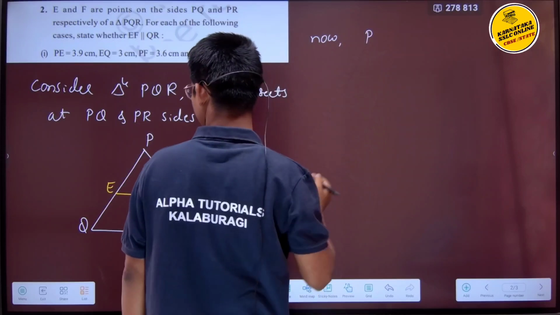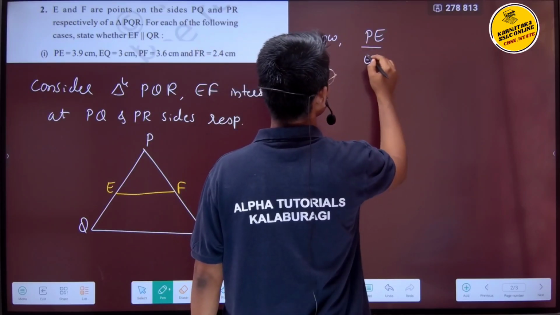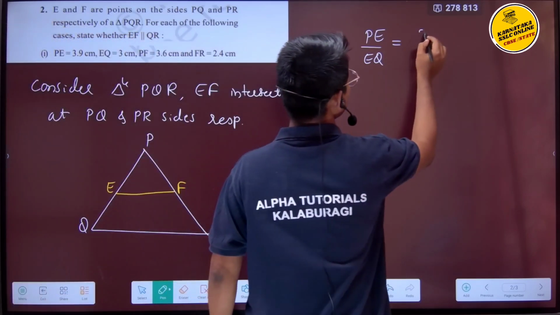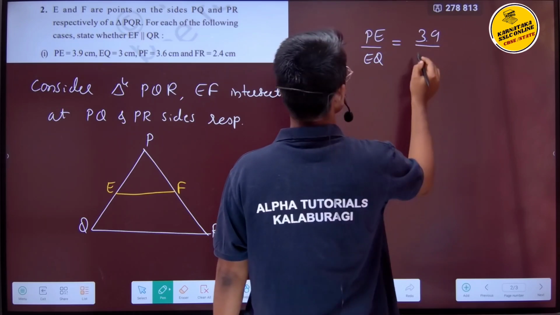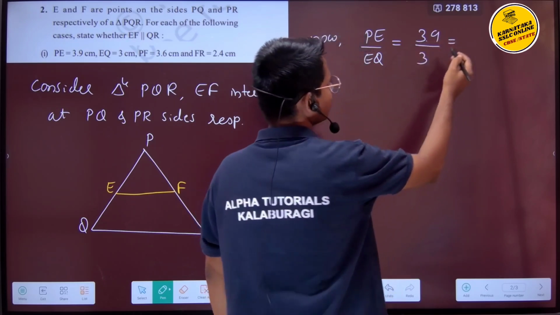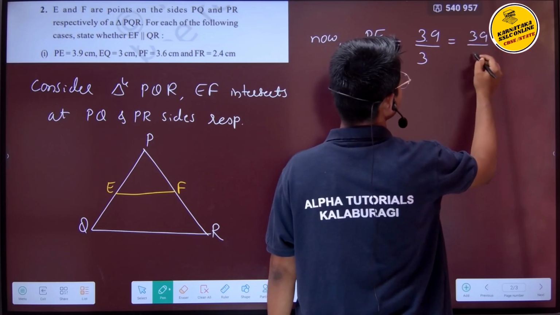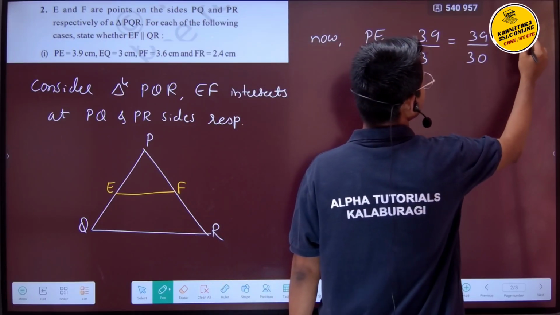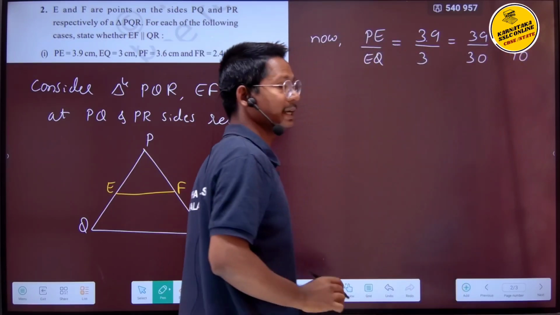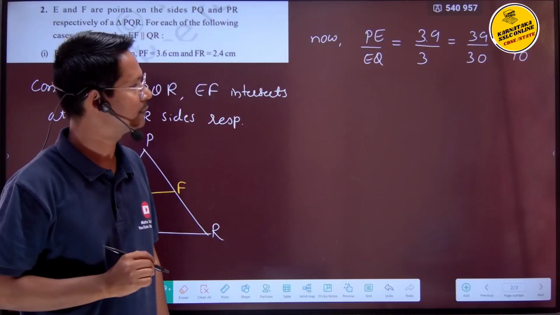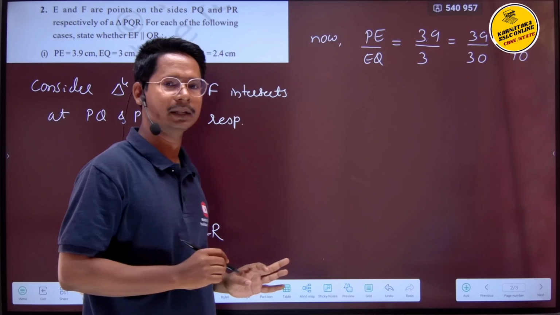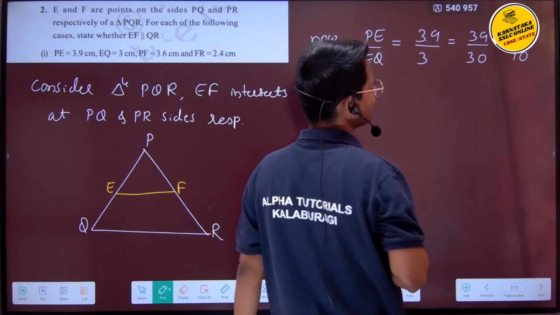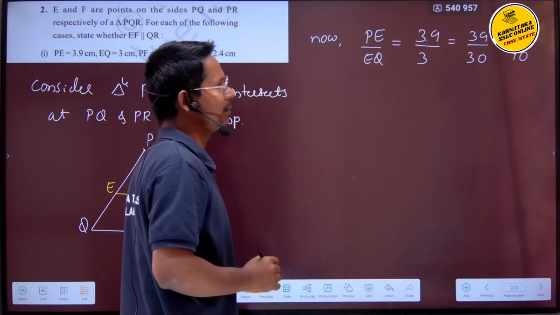We'll see. I'll go with the first, PE by EQ. What is PE? Given 3.9 centimeter, so we can write 3.9. What is EQ? 3. Fine. I'll multiply by 10 on both sides, so 39 by 30. Now we can divide by 3 table, so I'll get 13 by 10. Now what is the HCF of 13 and 10? It is 1. HCF is 1, which means the fraction is in the simplest form. No need to divide further; further division is not possible. You can even write it in decimal as 1.3, but we will keep it in fraction form.